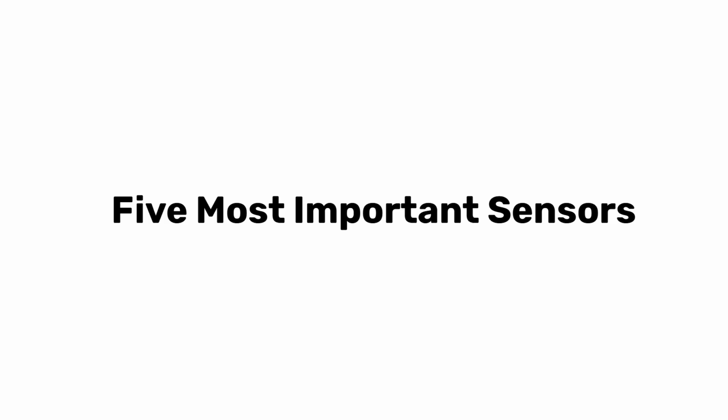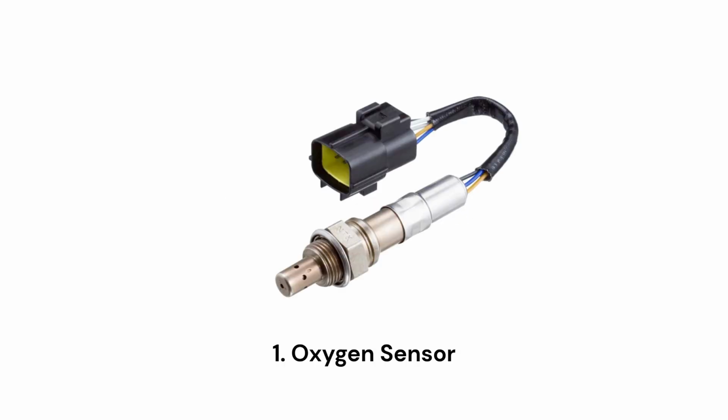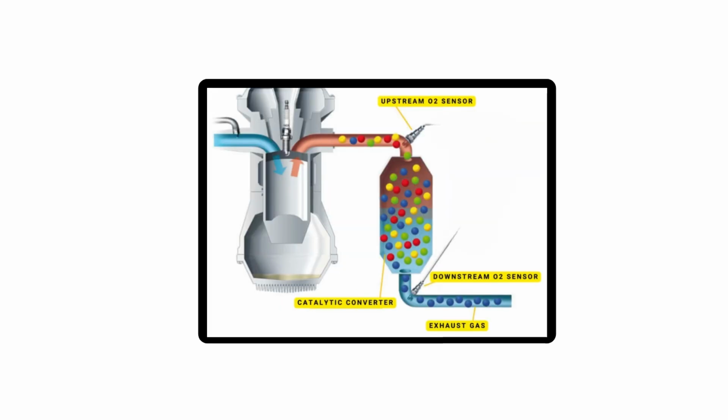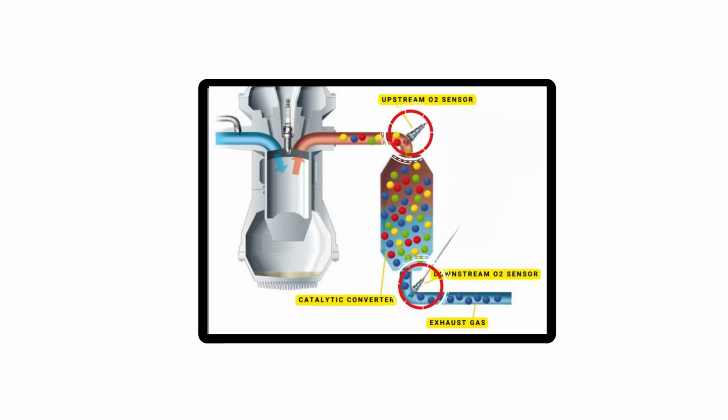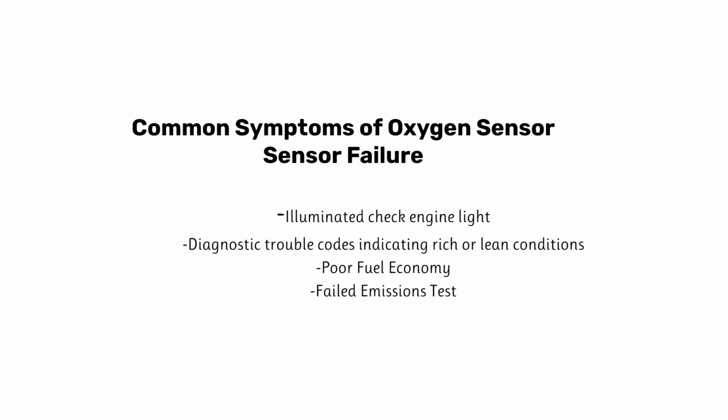Let us get started. 1. Oxygen Sensor, O2 sensor. The oxygen sensor monitors the oxygen content in the exhaust stream. This information allows the ECU to continuously adjust the air-fuel mixture for optimal combustion efficiency and proper catalytic converter operation. Most vehicles use both upstream and downstream oxygen sensors. Common failure symptoms include an illuminated check engine light, diagnostic trouble codes indicating rich or lean conditions, poor fuel economy, and failed emissions tests.